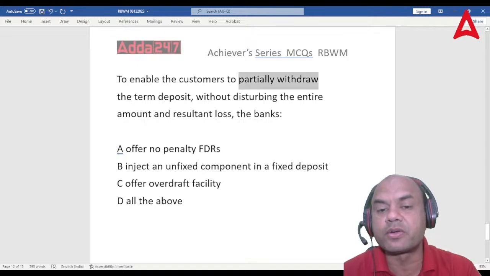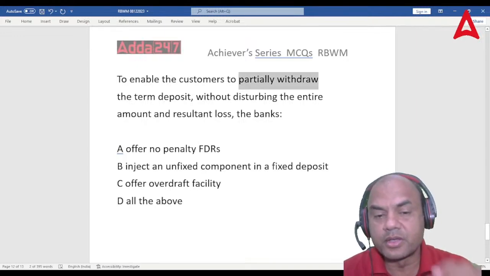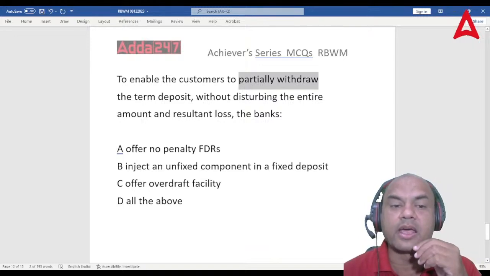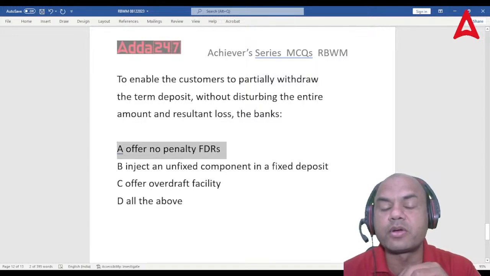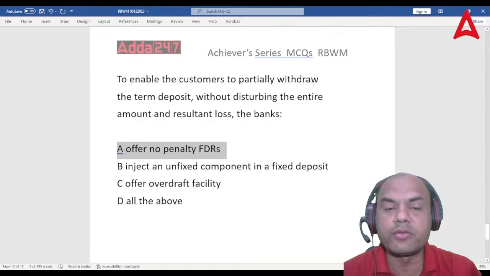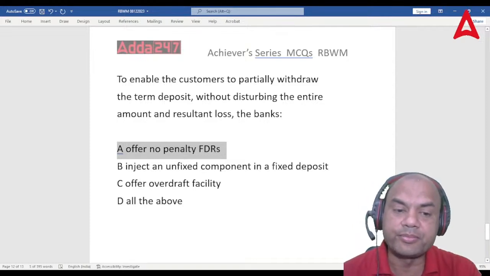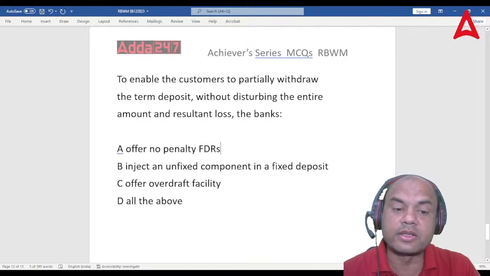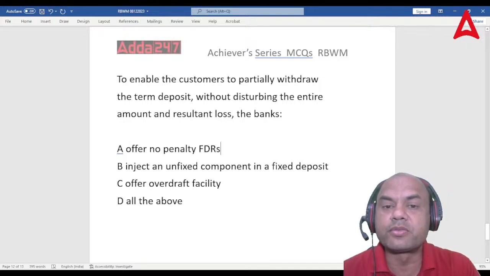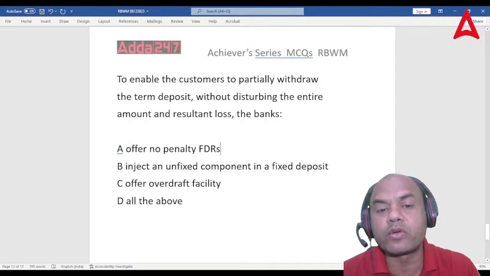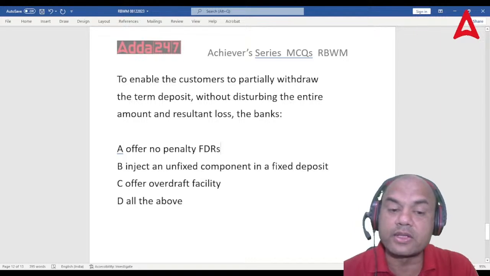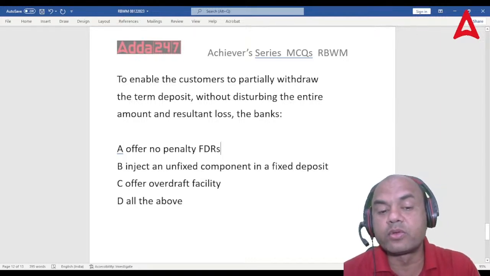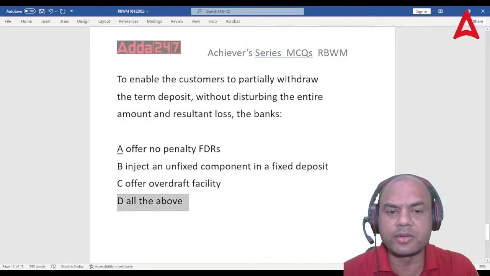We want partially withdraw the term deposit, without disturbing the entire term deposit. So in that case, partially withdrawing. If I offer no penalty FDR means what? The customer will be able to withdraw all the FDs. He'll be withdrawing full FD. Okay. So that is also one thing. Or even the customer can withdraw the partial FDs also, because I have seen that also. Suppose if 1 lakh FD, I want only 40,000. Customer will withdraw 40,000, make another FD for 60,000. Inject an unfixed component, so that is also injected. And offer an overdraft. So the answer will be actually all of the above, right?